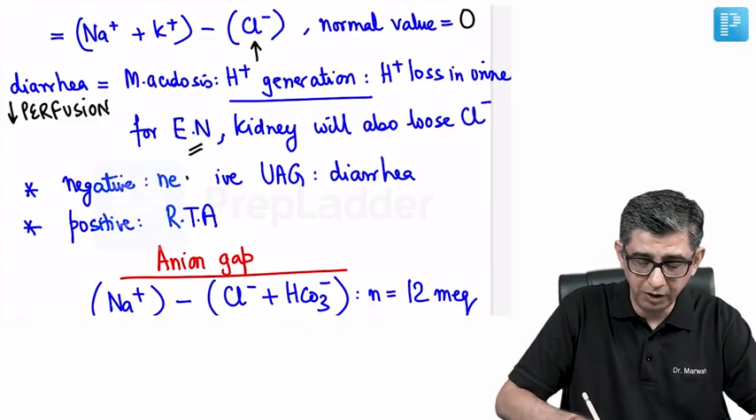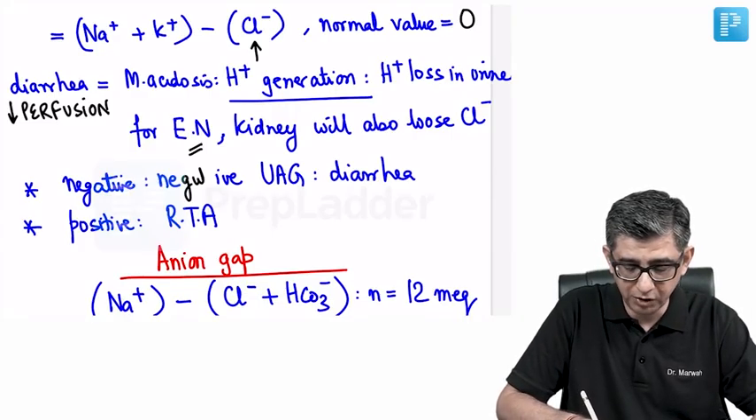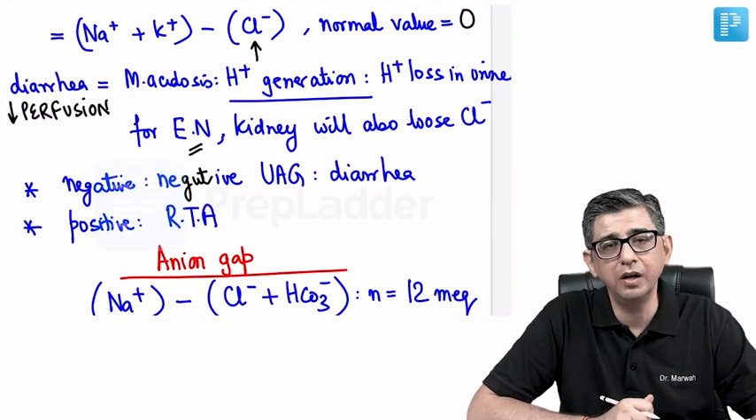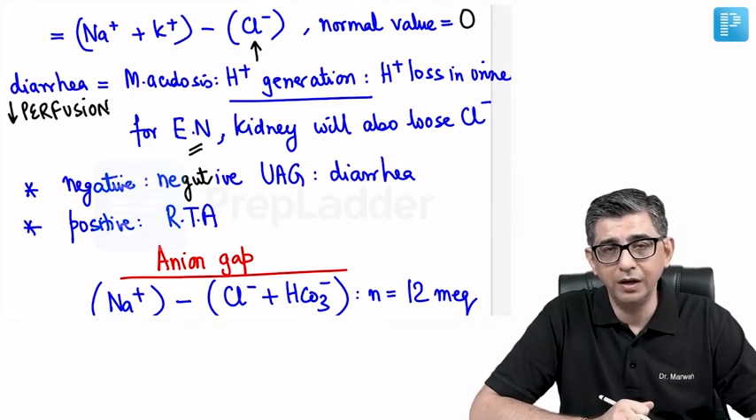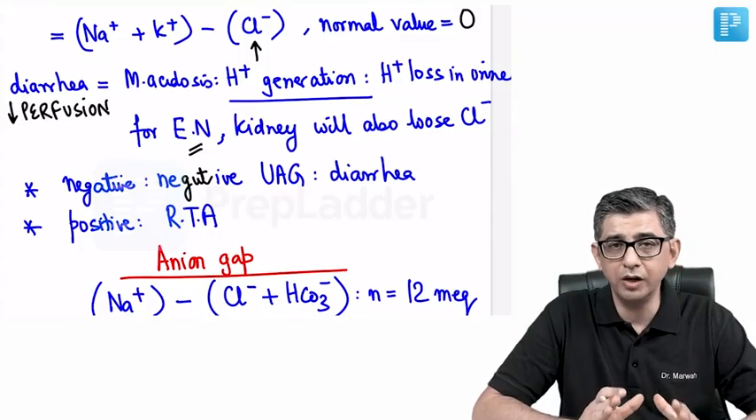Just as an aid for remembering, instead of writing the word negative the way it is written, I am just introducing the word gut here, just a change of spelling to make you remember that in a gut cause, that is diarrhea, the urinary anion gap would be negative. The opposite of this would be that the urinary anion gap is positive in renal tubular acidosis. Let's look at the logic behind that also.